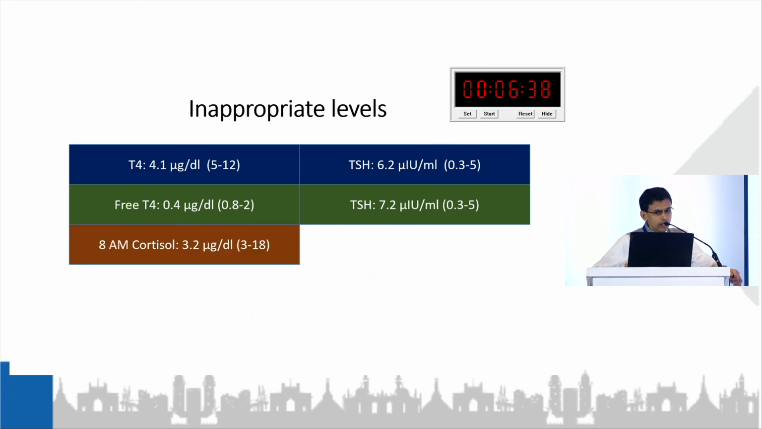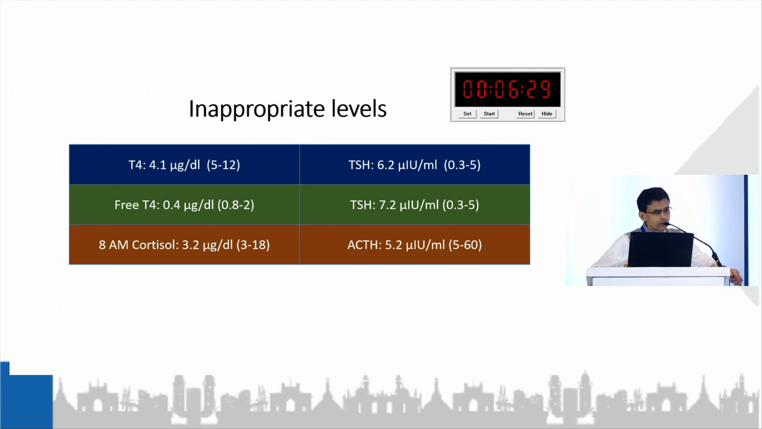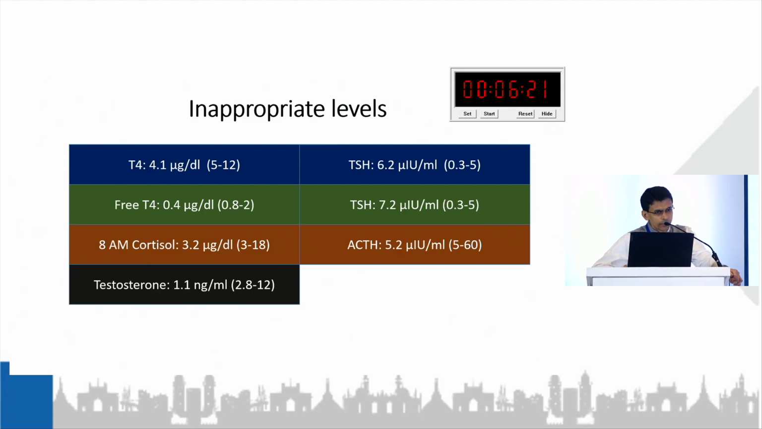8 AM cortisol 3.2, lower limit of normal. So ACTH at least should be more than 60. But here if you are getting ACTH of 5.2, again we have to suspect central causes of adrenal insufficiency. Testosterone 1.1, the assays of testosterone were not good.